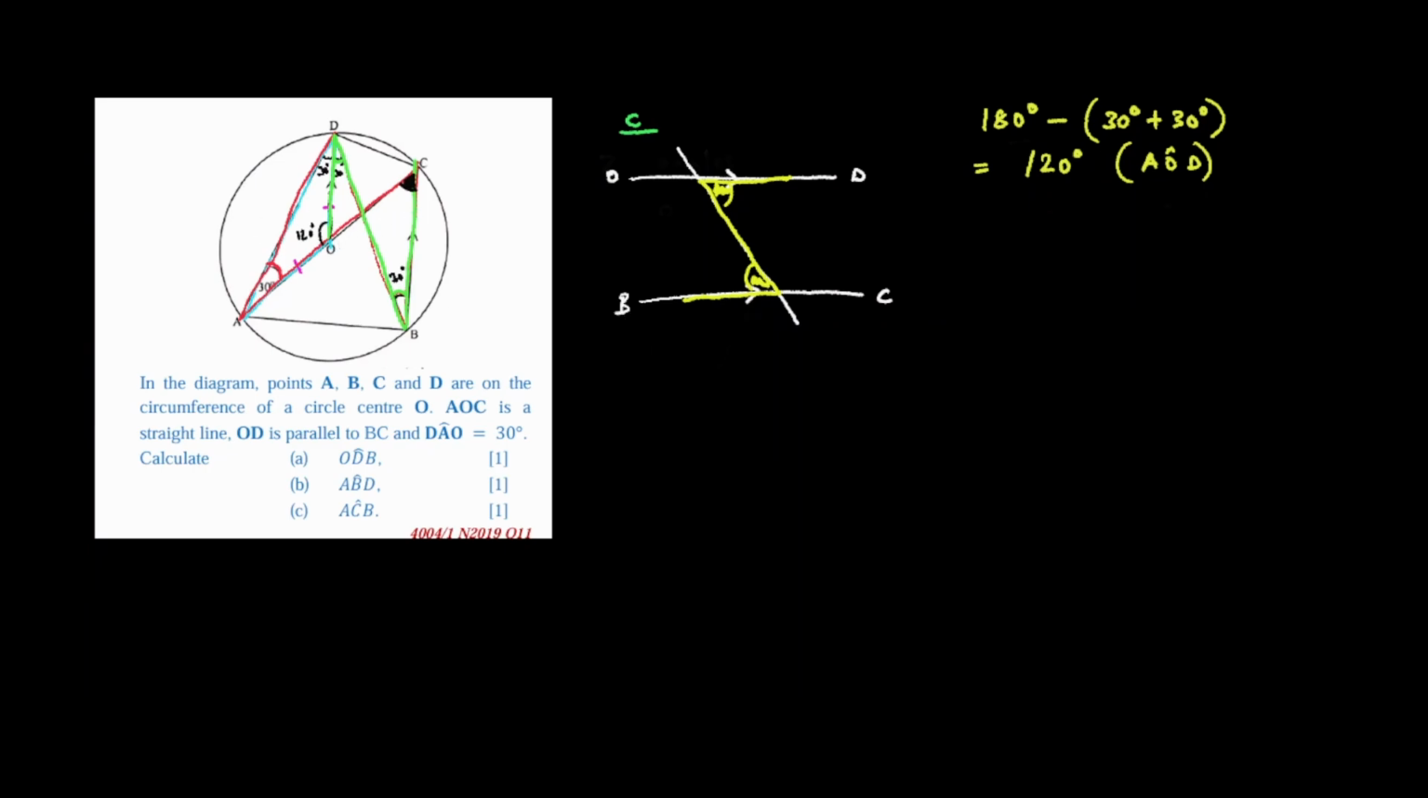Then kana takuda kuziva kuti ko angle iyi inenge iri chii, this angle haichanetsi because AOD is a straight line, it's a diameter. Kureva kuti at O, we know that the sum of angles on a straight line is 180. Kureva kuti if we just say 180 degrees subtracting 120 degrees is equal to 60. This 60 is angle DOC.